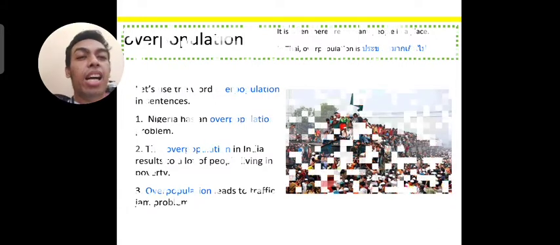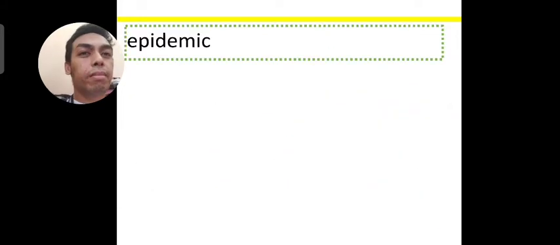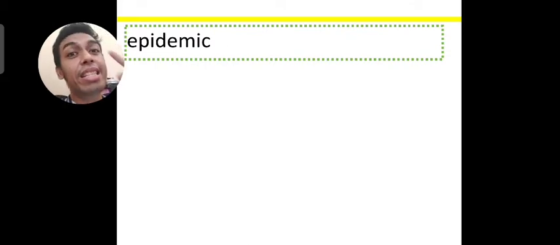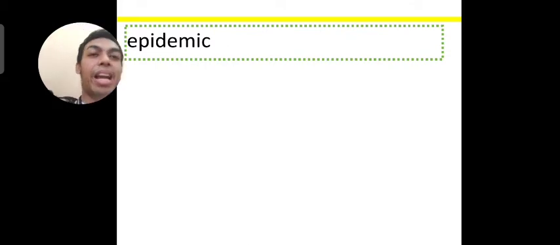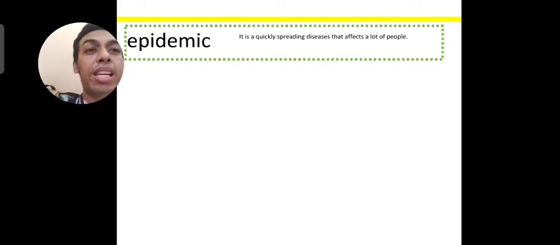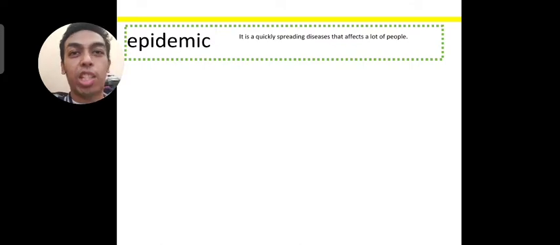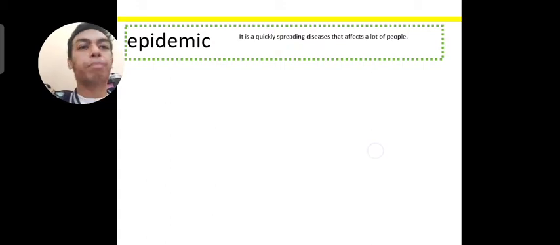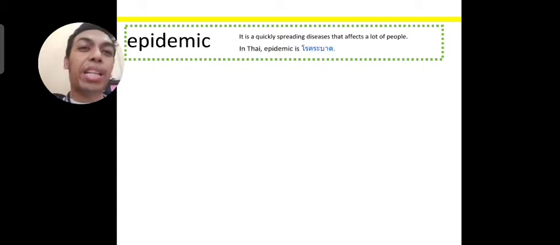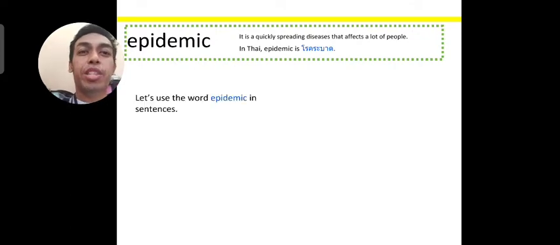Our next word would be epidemic. So the stress is on the de. Epidemic. Okay, epidemic. So it is a quickly spreading disease that affects a lot of people. So if it's worldwide, we call it pandemic. If it's like in a small place, we call it epidemic. But it's very quick. It's very fast. In Thai, the word for epidemic is this word. Okay? Now, let's use the word epidemic in sentences.